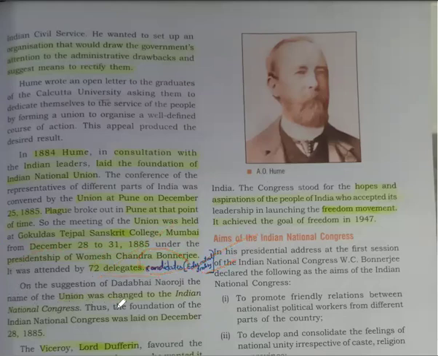So, on the suggestion of Dadabhai Naoroji, the name of the union was changed to the Indian National Congress, which was before the Indian National Union formed by A.O. Hume in 1884. Thus, the foundation of the Indian National Congress was laid on December 28, 1885. Okay, 1885.